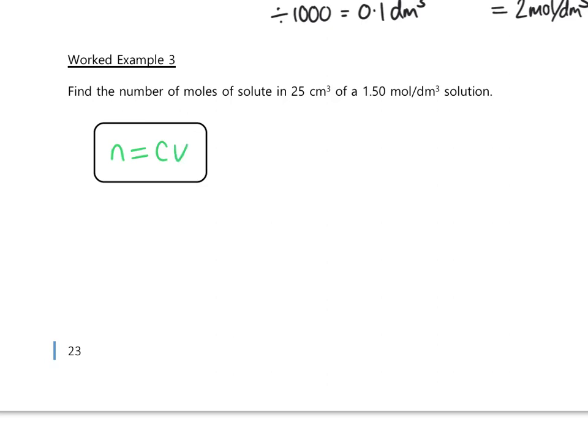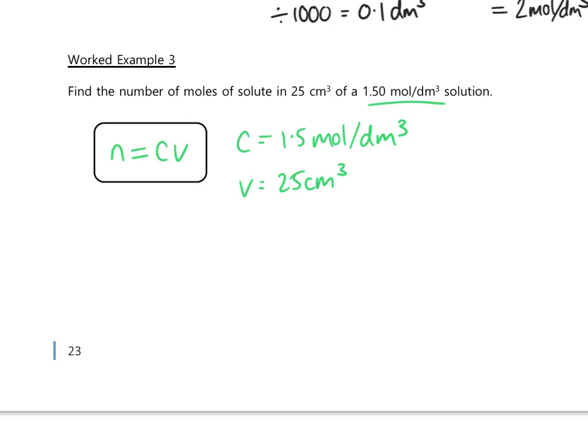N equals C times V. Okay, so C is your concentration, which you've been given as 1.5 moles per decimeter cubed. Your volume is 25 centimetres cubed. But that's a problem because when I multiply these together, I want my units of volume to cancel out. They're not going to do that if one is centimetres cubed and one is decimetres cubed. So I've got to convert that to decimetres cubed.